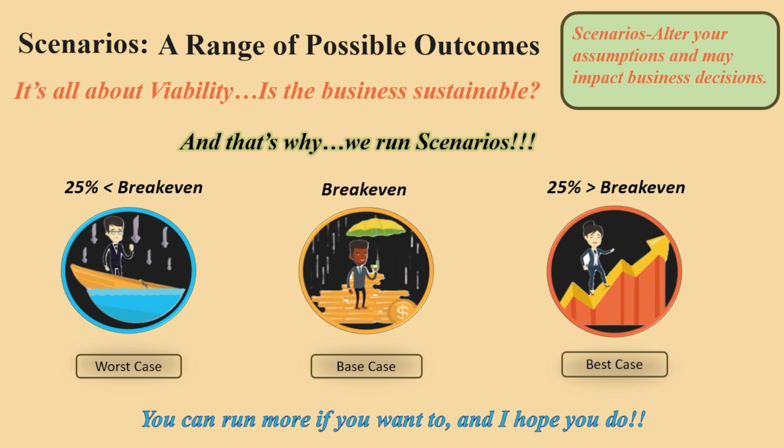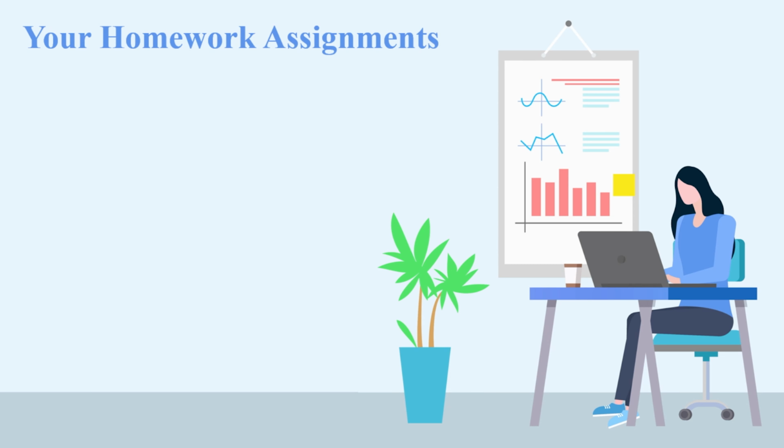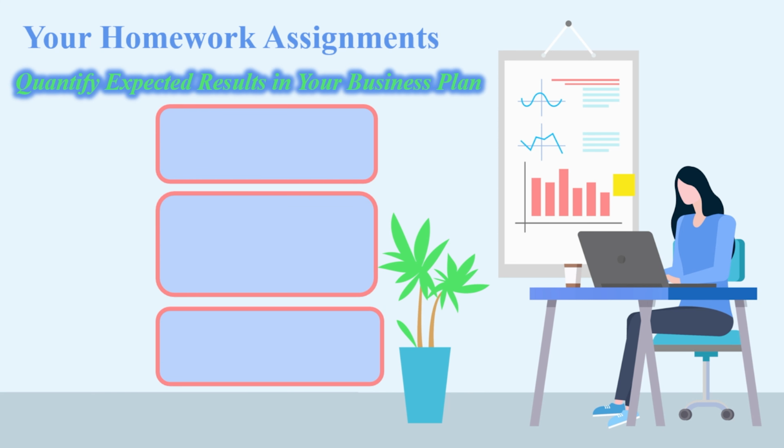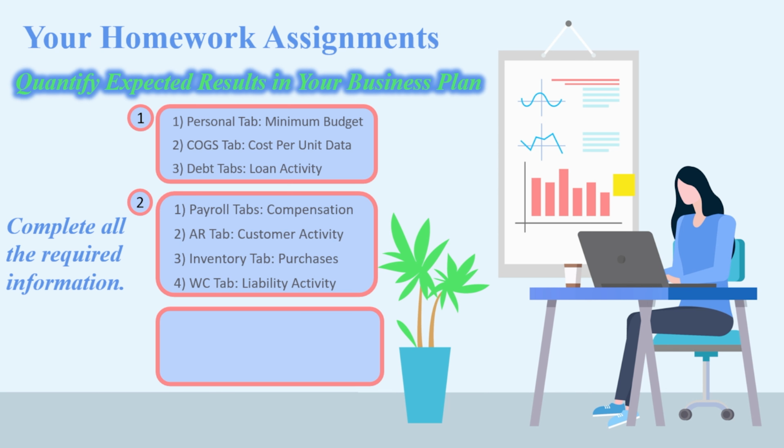But first, let me give you your homework assignments. It's all about how to quantify expected results in your business plan. There are 3 assignments. Complete all the required information. For assignment 1, complete the tabs for minimum budget, cost per unit data, and loan activity on the debt tabs. For assignment 2, complete the tabs for payroll, accounts receivable, inventory, and working capital.